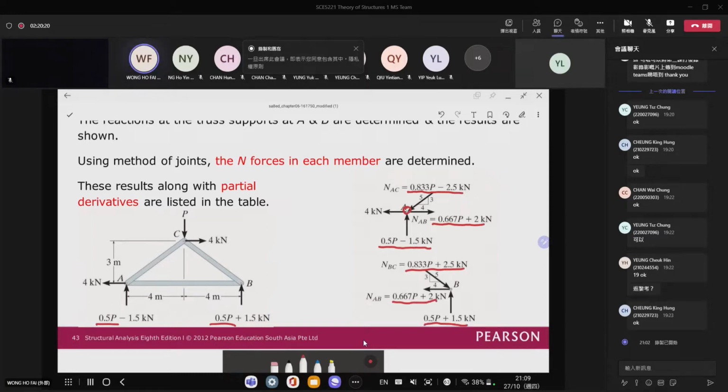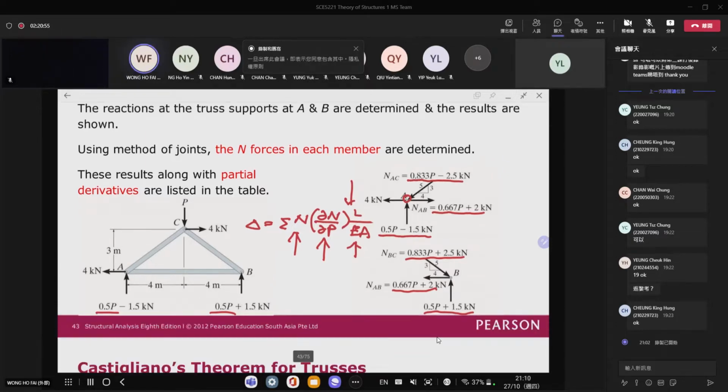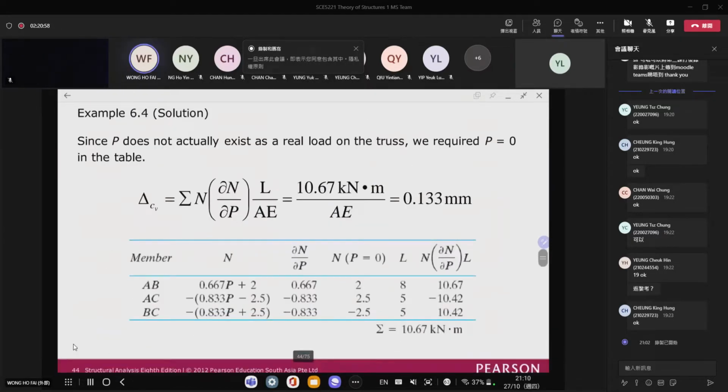And if you still remember, if we want to find the delta, we have the summation, where N is the real member force, and then we have dN dP, and then L over EA. So we need to find N, then find dN dP, then find the length, and then the Young's modulus times the area. So right here, you just have your equation: N, dN dP, L over AE.